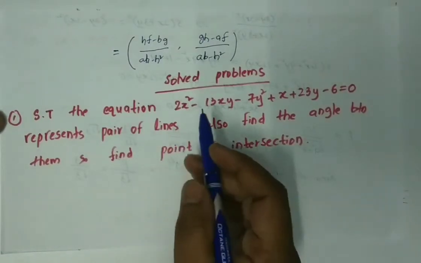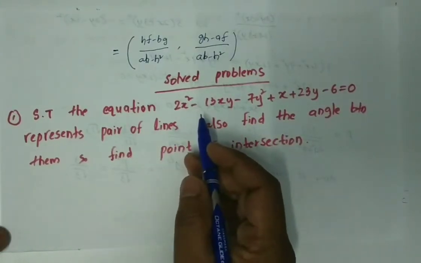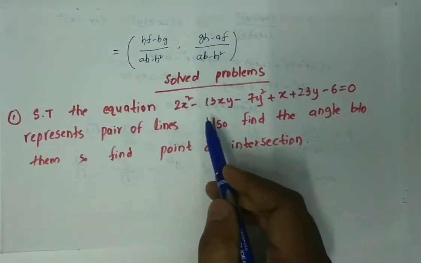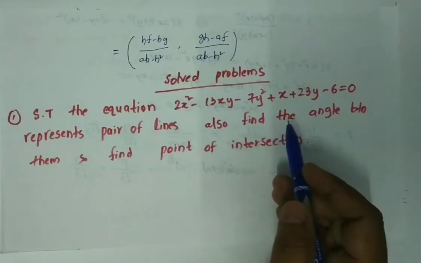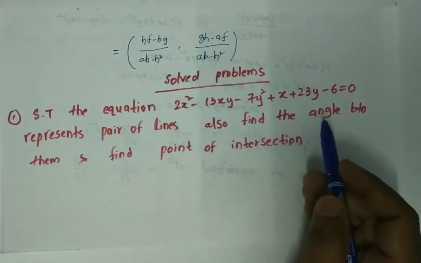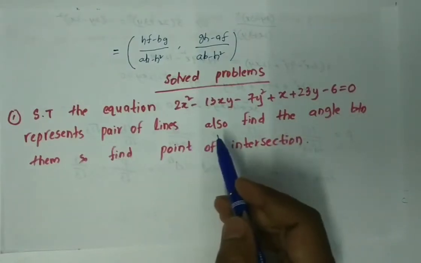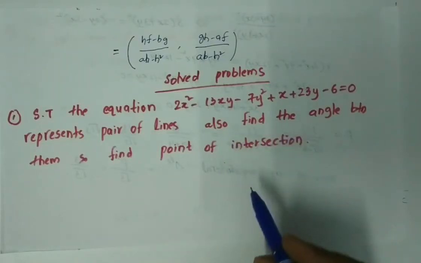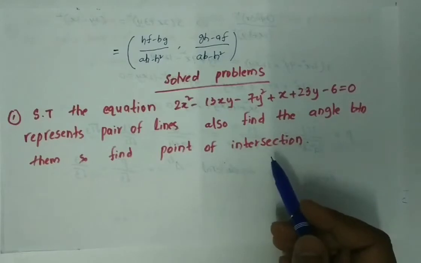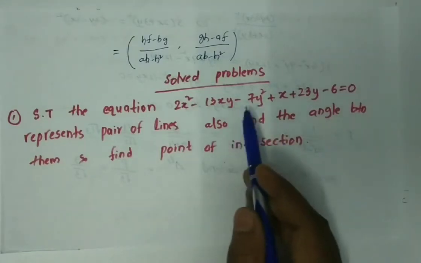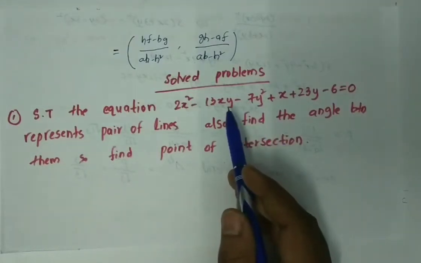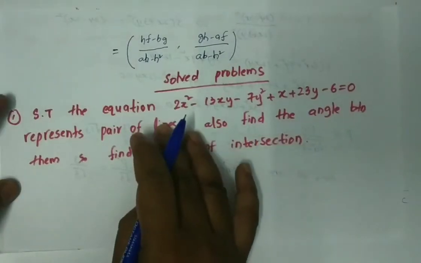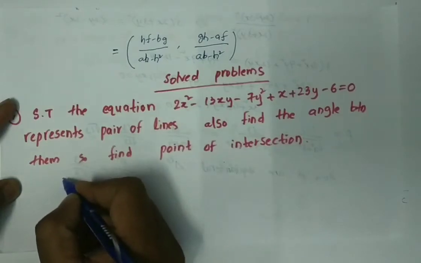Next, let us discuss some solved problems. Okay, first one: show that the equation 2x square minus 13xy minus 7y square plus x plus 23y minus 6 is equal to 0 represents a pair of straight lines, and also find the angle between them and the point of intersection of the lines represented by the equation s is equal to 0. First, let us consider the given equation as s.